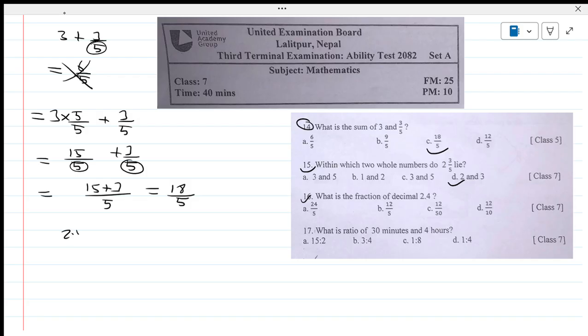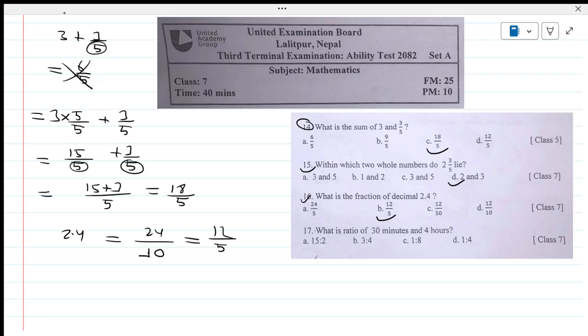And number 16 asks, what is the fraction form of decimal 2.4? So 2.4 is given, so let's remove the point first. For removing the point, we have to consider how many digits are there after the decimal, right? Here 0.4, it means what? After the decimal, a single digit. So if a single digit is there, then a single zero you have to keep, and you have to keep 1 in front, so it is 10, is it? So to remove the decimal we do 24 divided by 10, and now you have to cancel it. 2 1s are 2, 2 2s are 4, and 2 5s are 10 below. So it's 12 divided by 5, so its option is B.